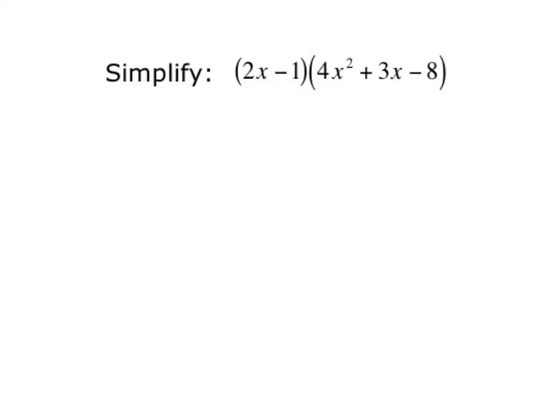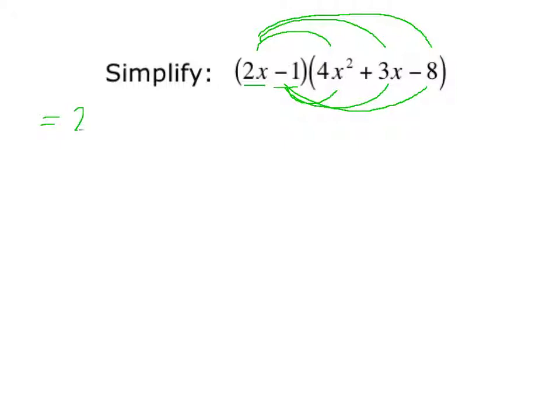When multiplying two polynomials together, we want to remember that we need to multiply each term of one polynomial by each term of the second polynomial. So in this case, we want to multiply the 2x by each term of this second polynomial, and this -1 to each term of the second polynomial.